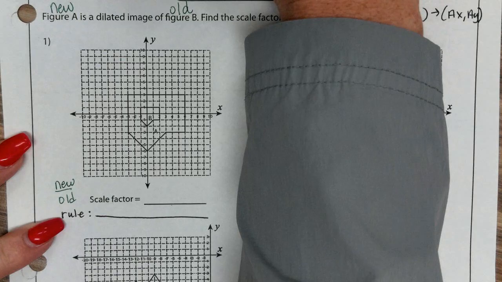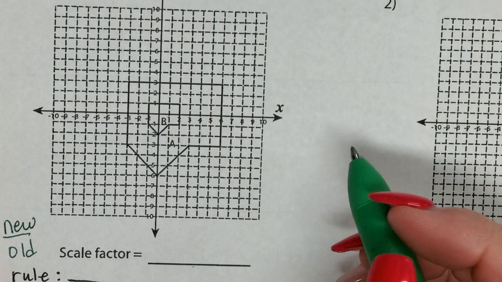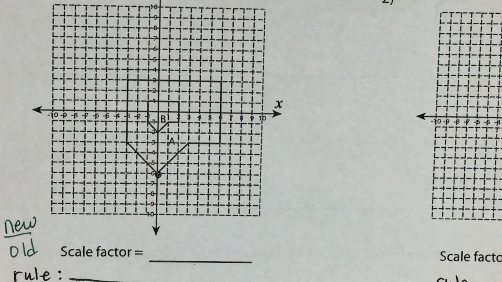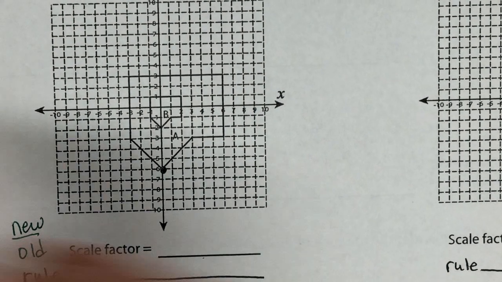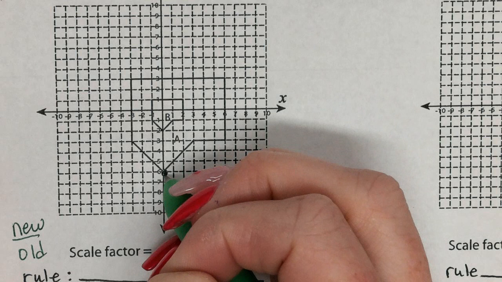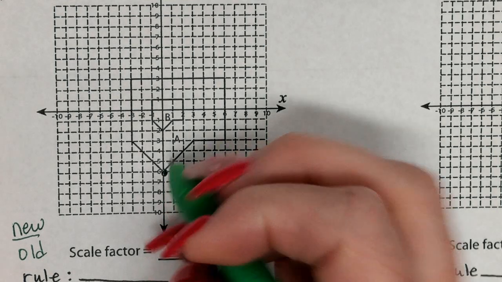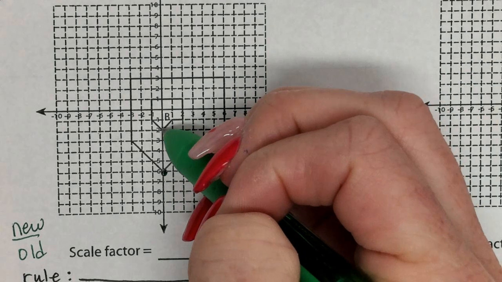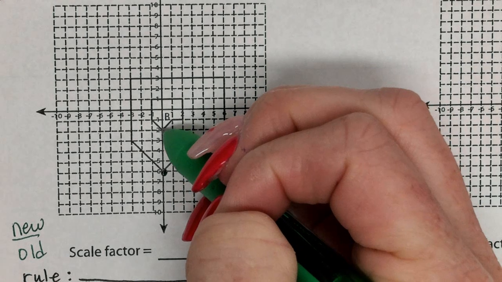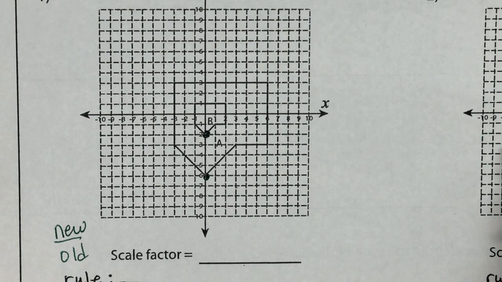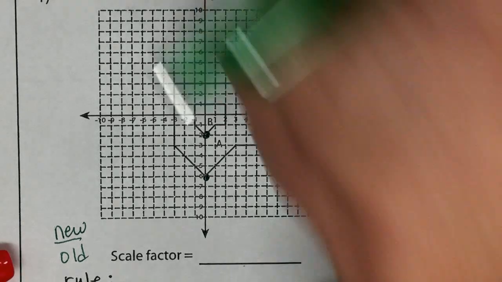So for number 1, I'm going to zoom in. For A, is there a point down here at -6? Yes. Look, right here. It's right there. If I can see it, y'all should be able to see it because I got old eyes. All right, is there a point right here at B at -2? Yes. All right, so what would go on top?